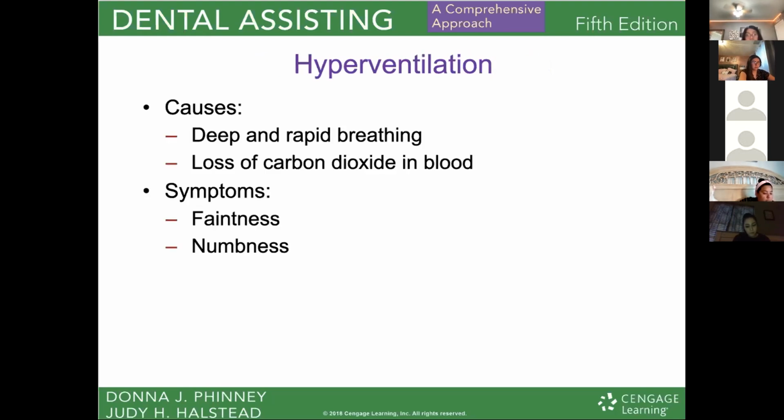Now, some causes of hyperventilation, which is deep and rapid breathing. Okay, this results in the loss of carbon dioxide in the blood, and some of the symptoms include faintness or numbness. Hyperventilation can occur as a result of anxiety. Properly preparing the patient for treatment by explaining the treatment and the expectations of the treatment, while allowing the patient to ask questions and addressing patient concerns, can help to prevent hyperventilation.